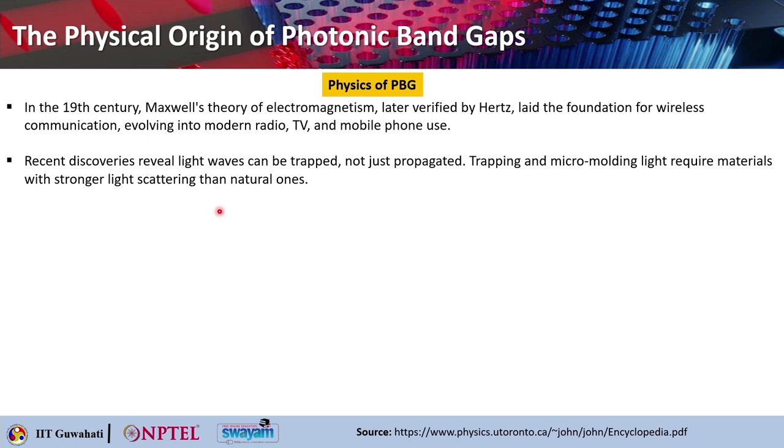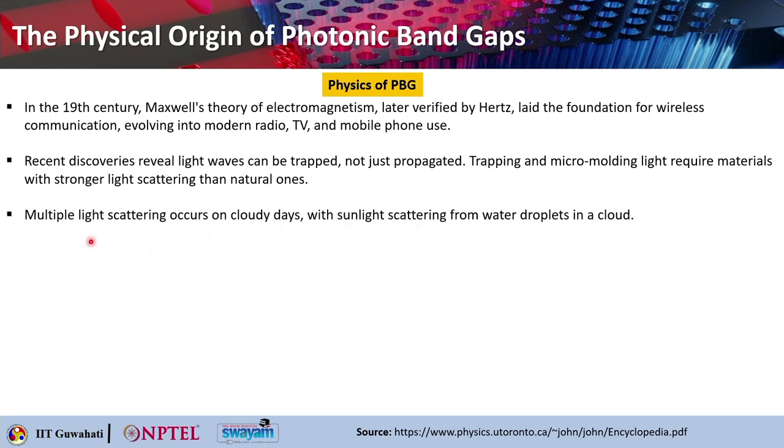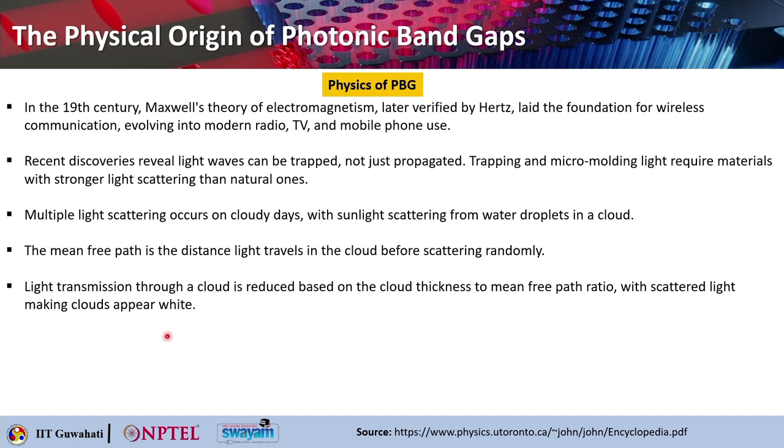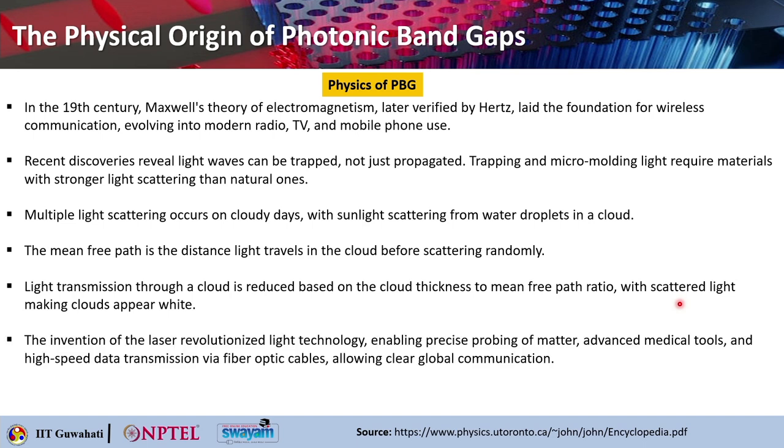Recent discoveries reveal that light waves can also be trapped, not just propagated. Trapping and micro-molding light require materials with stronger light-matter interactions and stronger light scattering than natural ones. Multiple light scattering occurs on cloudy days, where sunlight gets scattered from the water droplets in a cloud. The mean free path is the distance light travels in the cloud before getting scattered randomly. Light transmission through a cloud is reduced based on the cloud thickness to mean free path ratio. That tells you why clouds appear white: it's because of multiple scattering.